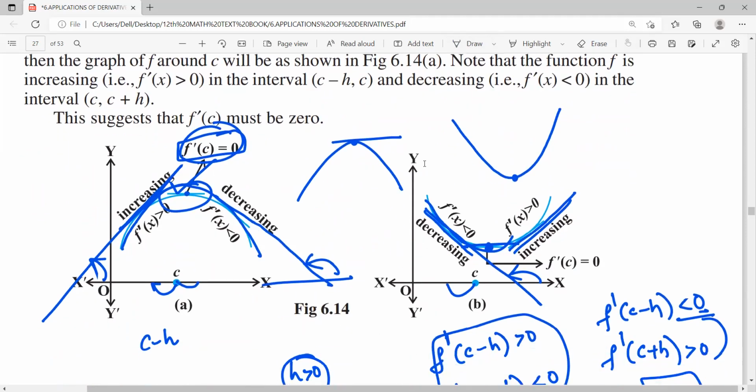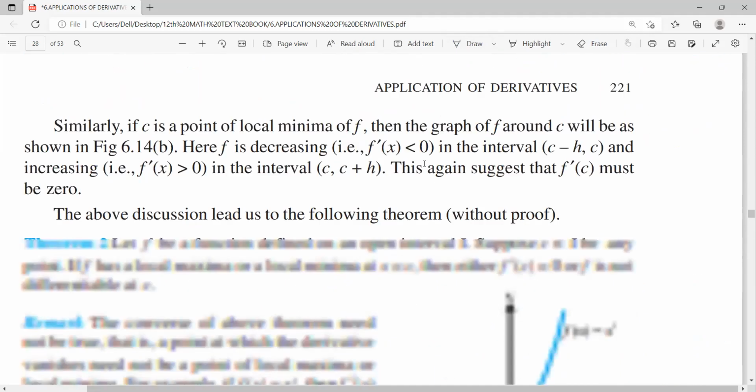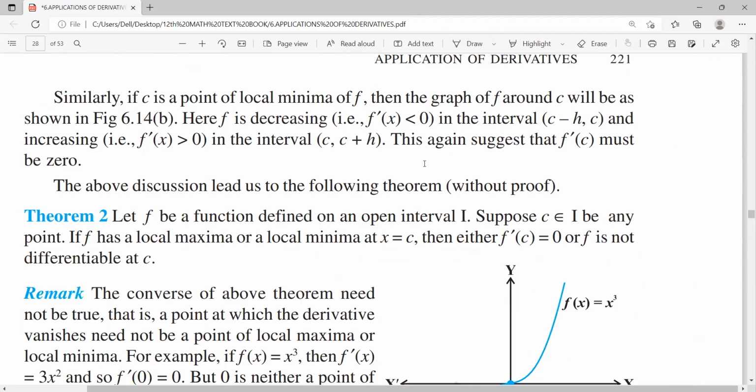That's only the definition. But first principle, what is the first principle that we learned now? First principle is this. Here again it is given. So the next.